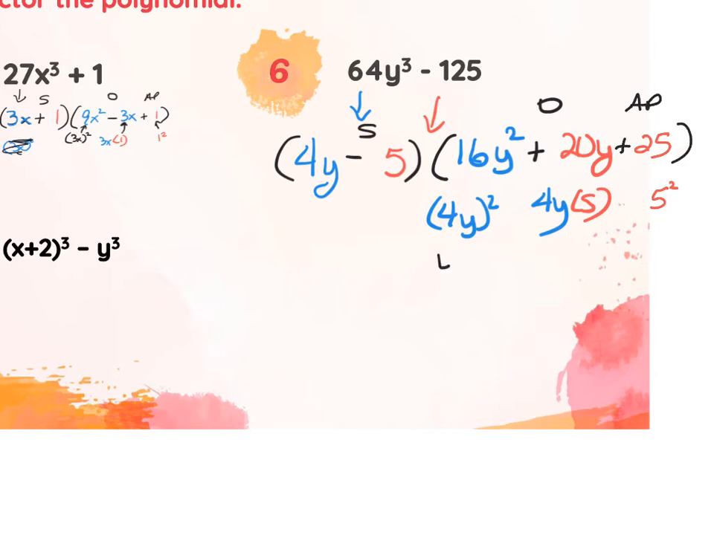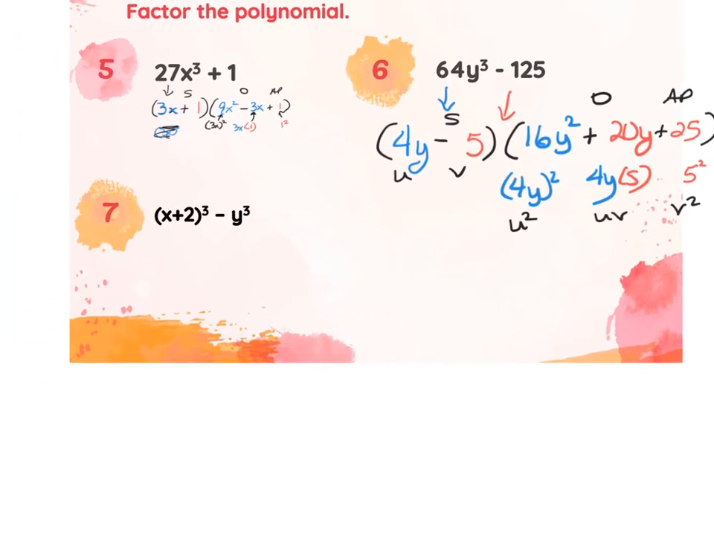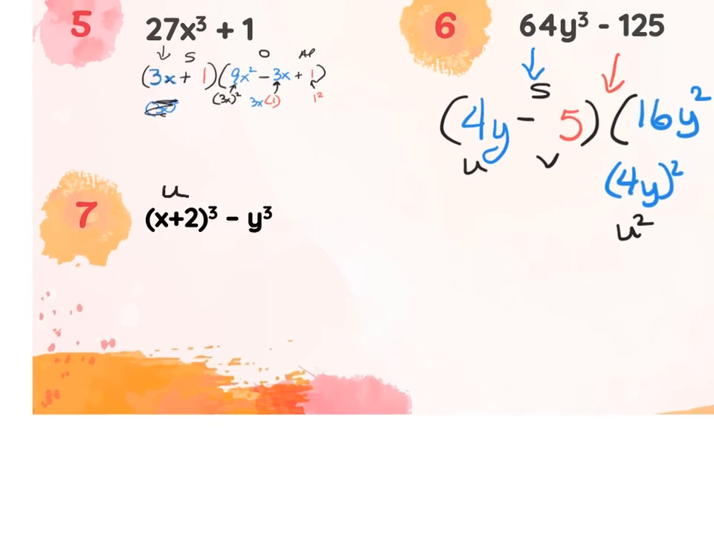Because again, remember this was u squared, this was u times v, and this was v squared. And this is my u, this is my v. Now the next one's a little different, but again, same idea here. This is my u, this is my v after I cube root it. So my u equals x plus 2, and my v is just going to be a y. So again, I'm going to do same sign. And maybe I can do in color here.